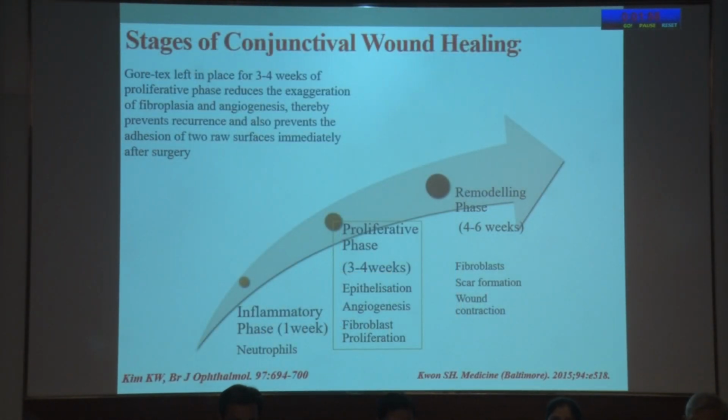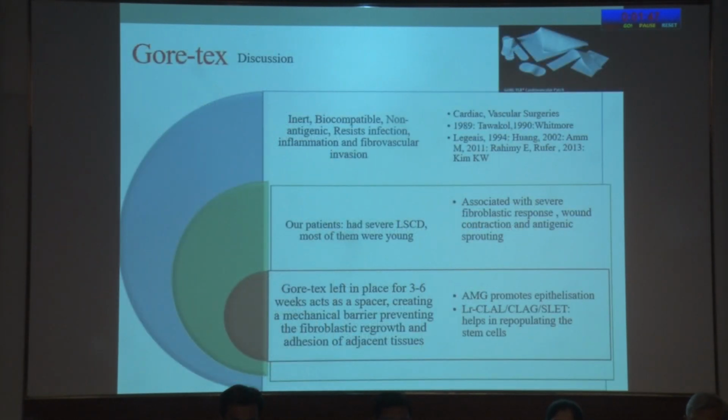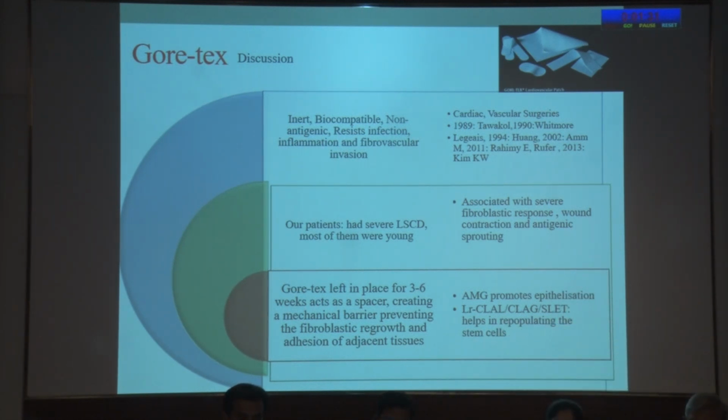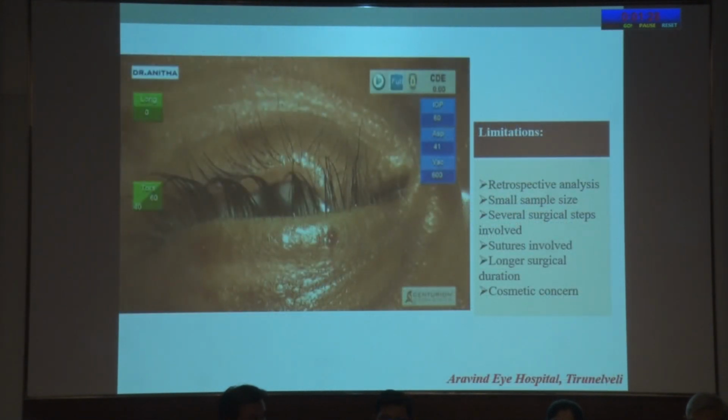Gore-Tex is left in place for 3 to 4 weeks of the proliferative phase of conjunctival wound healing. So it reduces the exaggeration of fibroplasia and angiogenesis, and thereby prevents the recurrence. It acts as a spacer or mechanical barrier, preventing the fibrous regrowth and adhesion of the adjacent tissues. Our patients had severe LSCD, all were young patients, and they were associated with a severe fibroblastic response. Amniotic membrane promoted epithelialization, and the conjunctival allografts and autografts and SLET help in repopulating the stem cells.